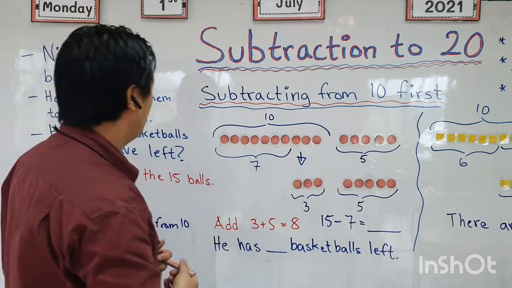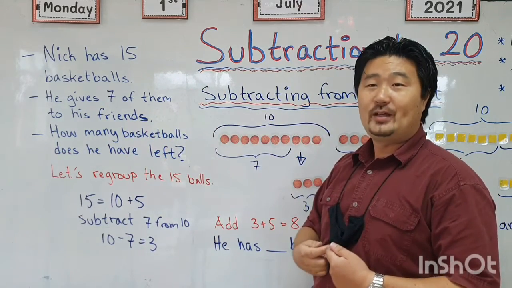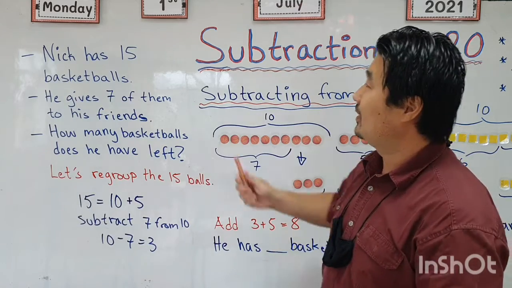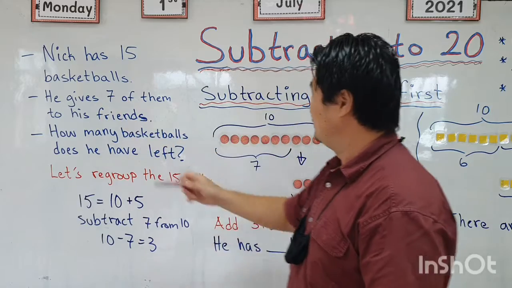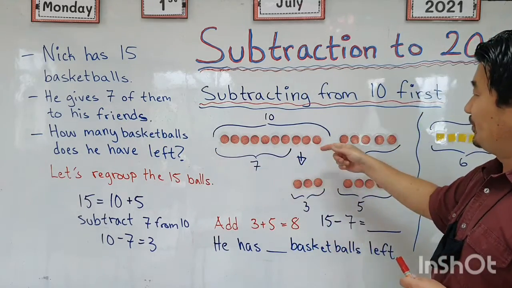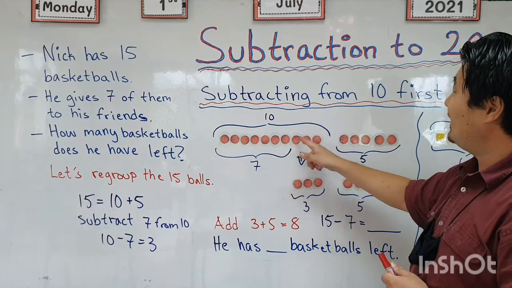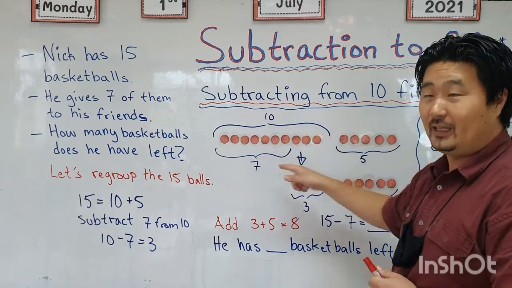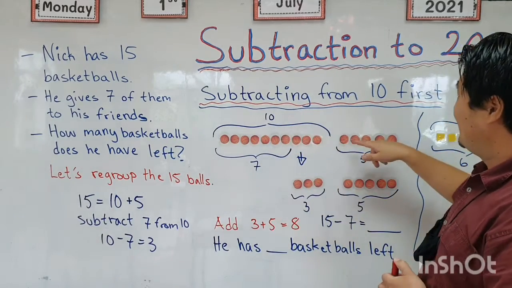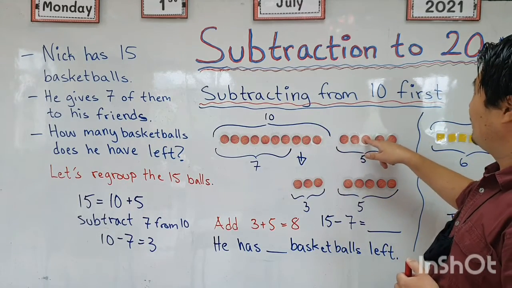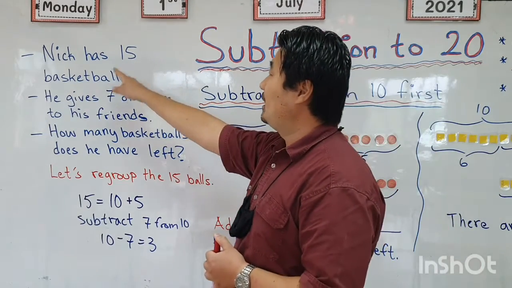Okay? So if you look on my right here we have an equation we need to solve. So let's read. Nick has 15 basketballs. Okay, basketballs. Let's count them. 1, 2, 3, 4, 5, 6, 7, 8, 9, 10. So 10 in this batch. Here's 10. And then 11, 12, 13, 14, 15. So that is correct. He has 15 basketballs.